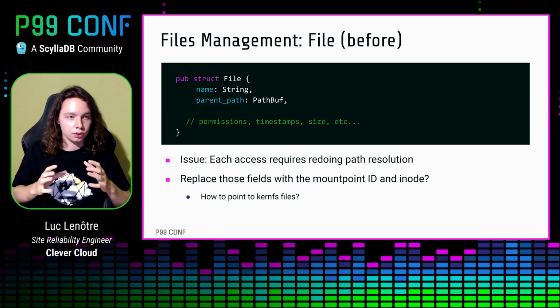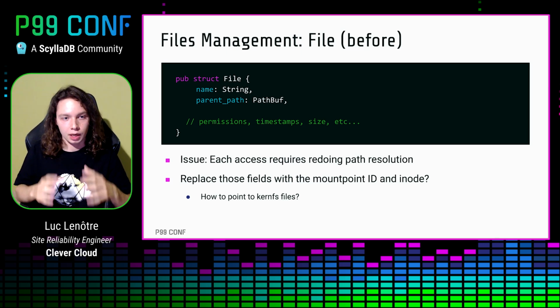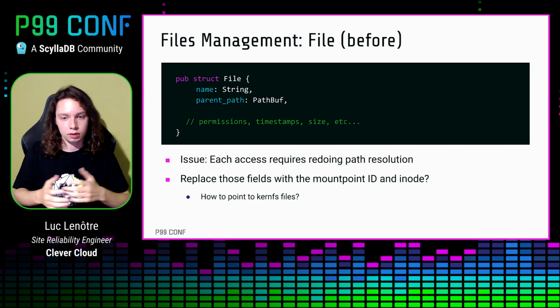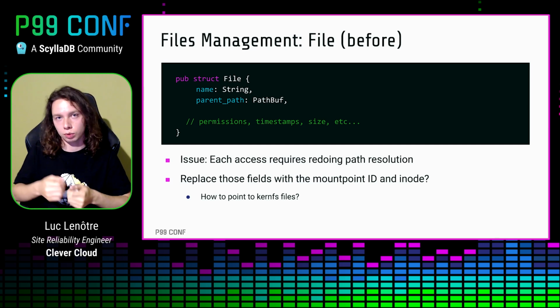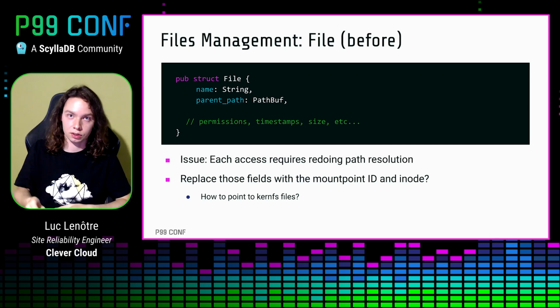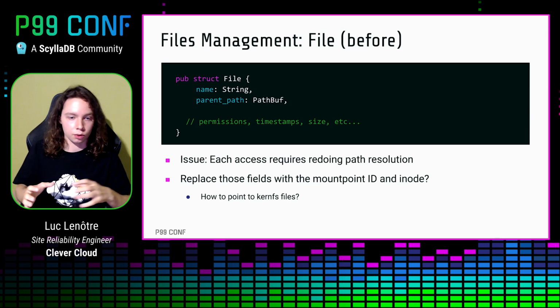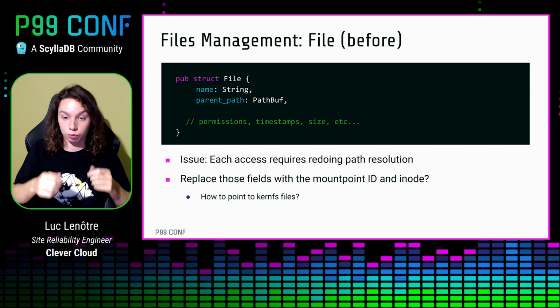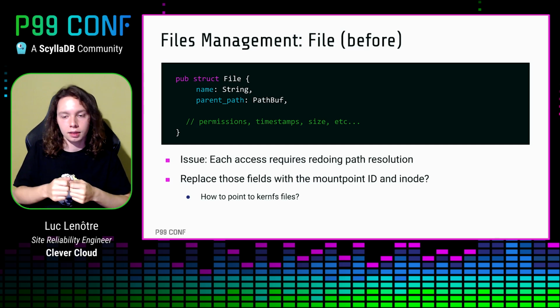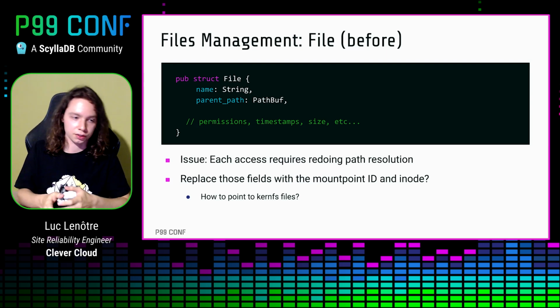And also it stores the path to the parent of the file. So you have to redo the whole path resolution each time you are accessing the file, which is an expensive operation. So instead, you may want to replace that with other information, such as the ID of the mount point to the file system on which the file is located, and the inode of the file, which is basically the ID that allows to locate the file on the disk.